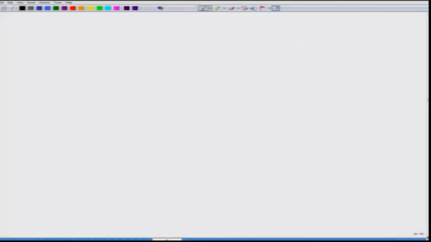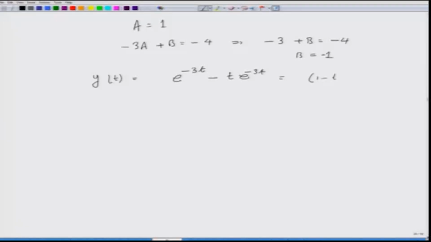So, we get a equals 1 and minus 3 a plus b is equal to minus 4, which implies minus 3 plus b is equal to minus 4, or b equals minus 1, and therefore, the motion y t is going to be given as e raised to minus 3 t minus t e raised to minus 3 t, which is (1 minus t) e raised to minus 3 t.